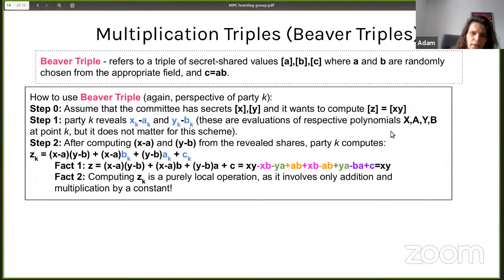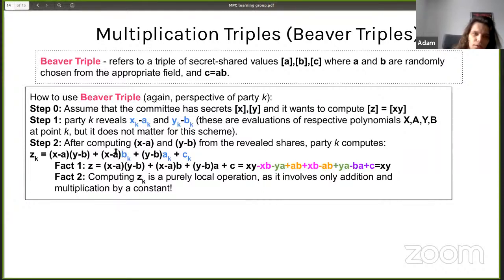And then party K can compute this complex thing. Here I color-coded the shares, so they differ from the actual values which are known in the plain. So after this reveal, everyone knows what's x minus A and y minus B, so we can just use these as constants, and these are shares. So to compute zk, which is the new share of party K, we need to multiply two constants. That is obviously very easy.